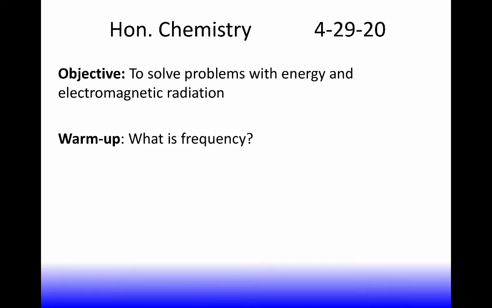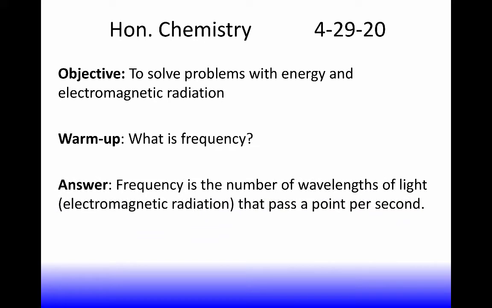Okay, so we're going to continue along the path towards trying to understand energy and electromagnetic radiation. Last time we mentioned what frequency was, so can you remember and tell me? Okay, so frequency is the number of wavelengths of light, or electromagnetic radiation. Light really means visible light to humans anyway, but all forms of electromagnetic radiation are possible. They move like a wave, and so frequency is the number of wavelengths of light or electromagnetic radiation that pass a point per second.